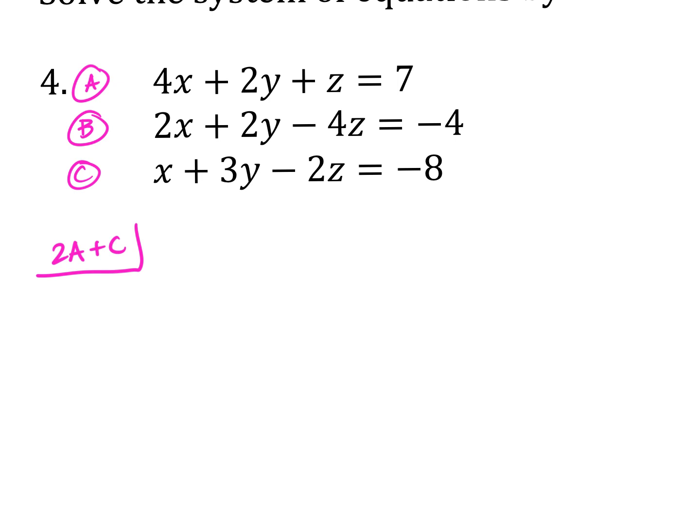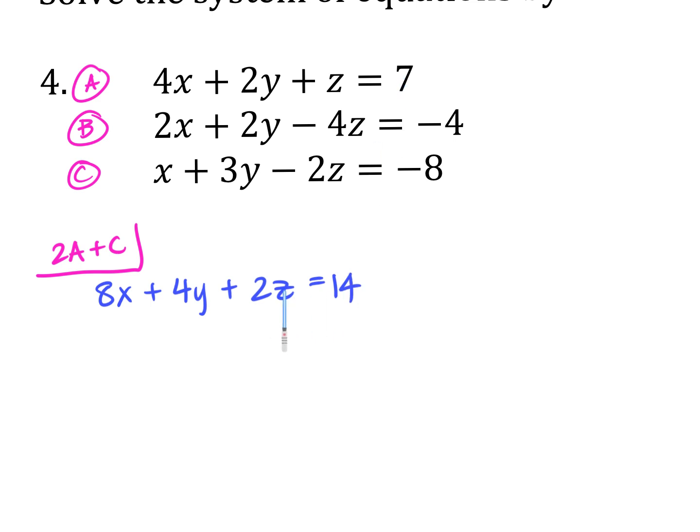Okay, who could tell me what 2A is going to get me? 2A, help me out, hand raise. You got this, Sean. What's 2A? You got this. Would be 8x plus 4y plus 2z is equal to 14. Beautiful. So many people would have said 7.